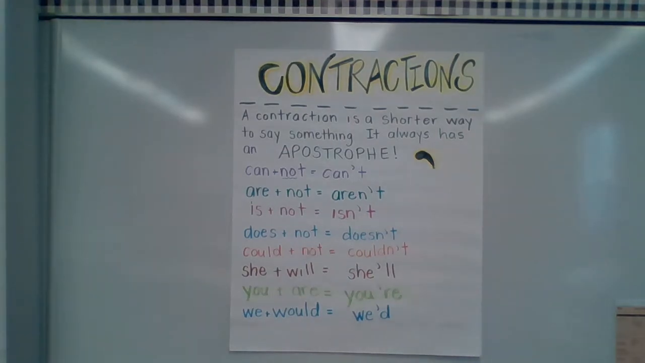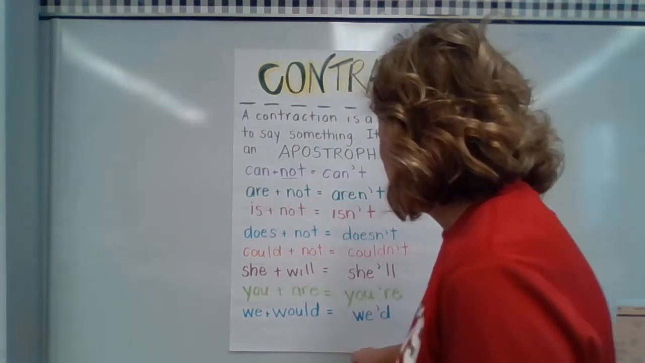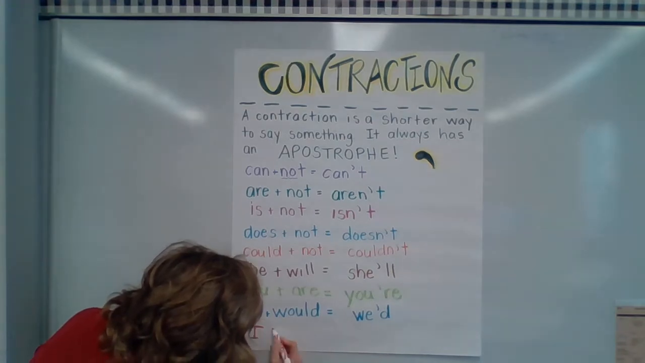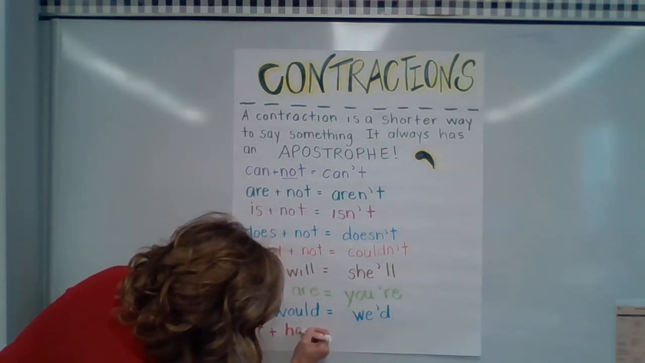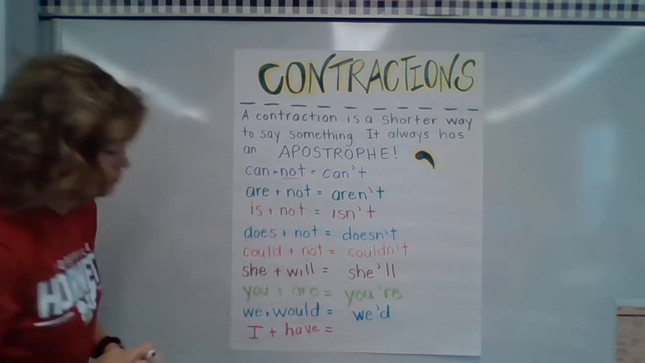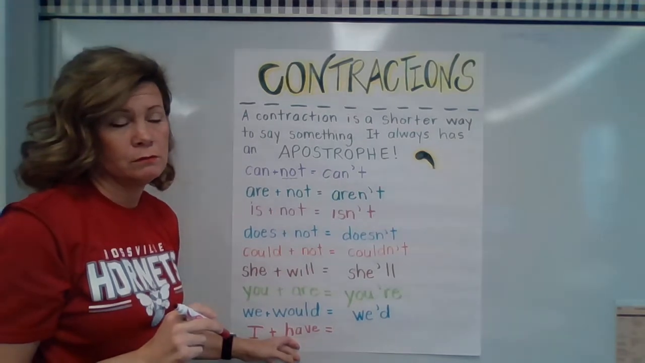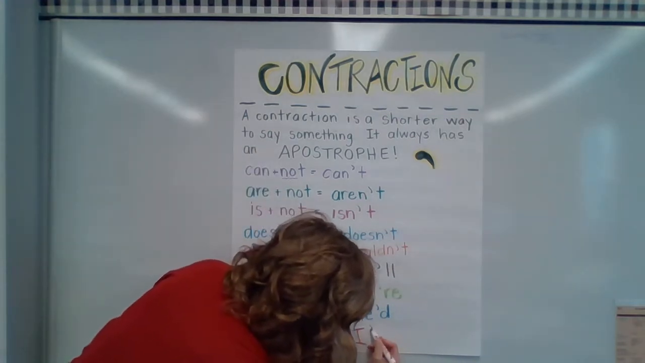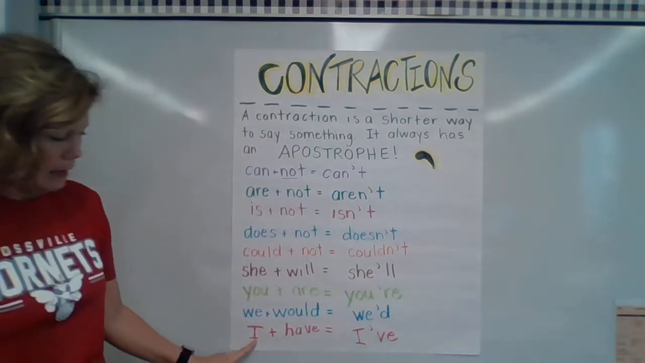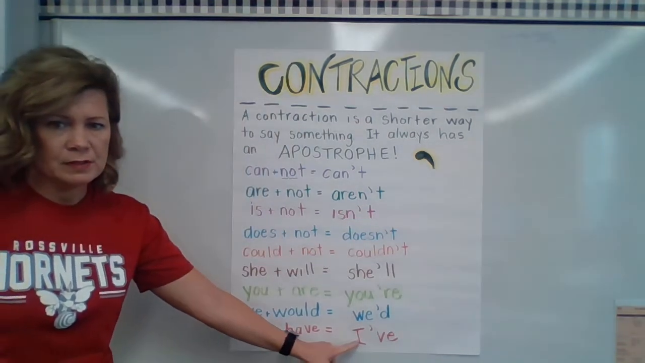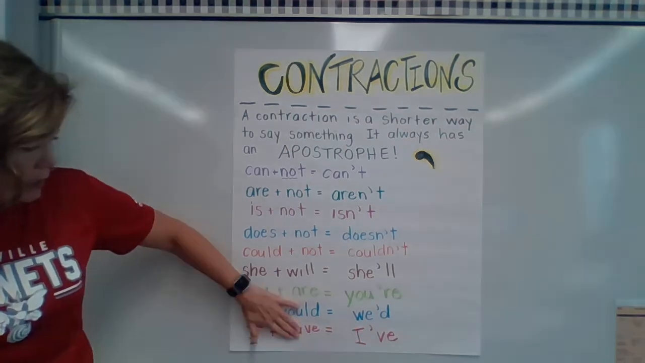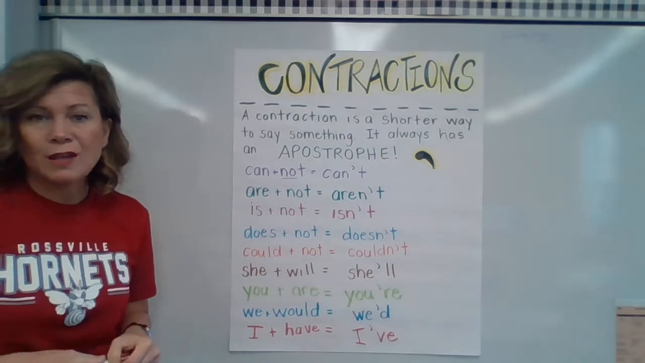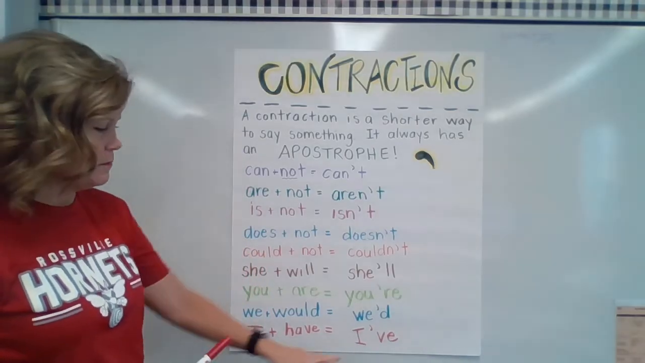Let me see if I can give you one more. What if I said, I plus have? Mrs. Schaefer walks up to her class and says, I have really good news for you. Instead of saying, I have good news for you, I would say, I've got good news for you. Okay, I plus have. The I stays the same. The apostrophe takes the place of the H and the A, and you keep the VE. I've got good news. I will see you tomorrow.